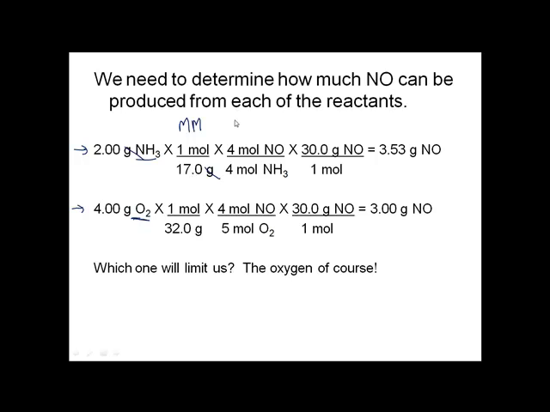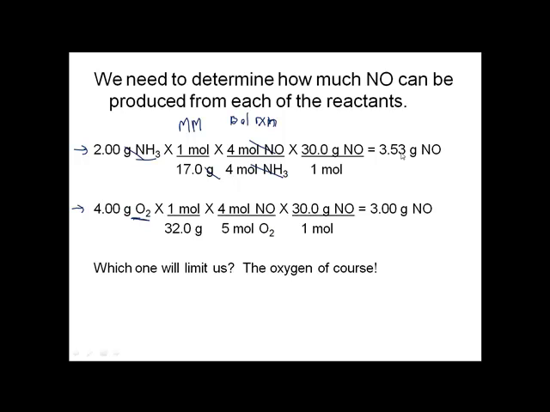Next conversion factor comes from my balanced reaction or balanced equation. 4 moles of NO for every 4 moles of NH3. Since I have moles of NH3, I know moles of NH3 go on the bottom. I'm trying to get to grams of NO, so my moles of NO need to go on top. I know it's 4 over 4. Still show units canceling out.